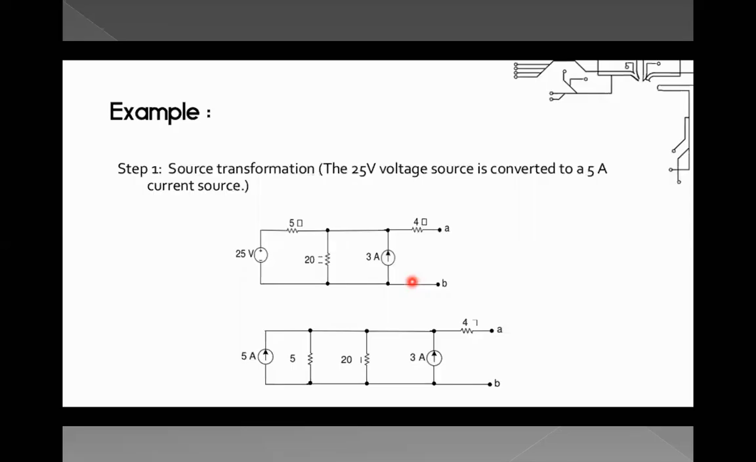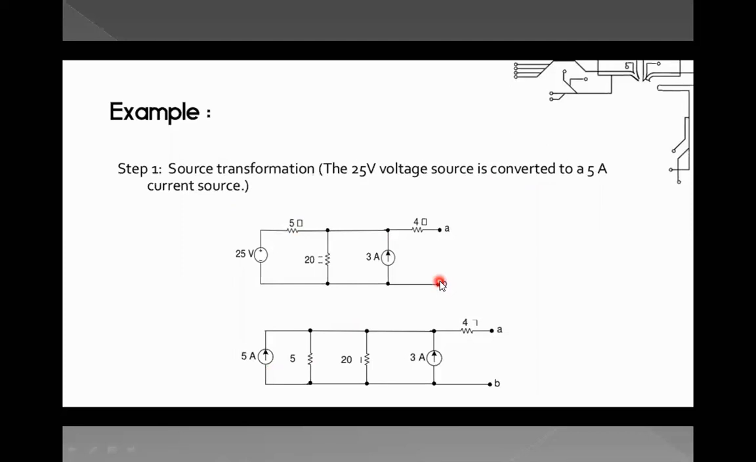Let's have an example of Norton's theorem for a linear circuit. This is source transformation, step 1. This is a 25 volt source, 5 ohm, 20 ohm, a current source of 3 amps, and this is 4 ohm. These are the two terminals. Now the 25 volt source is converted to a 5 amp current source. In this manner we can convert it.